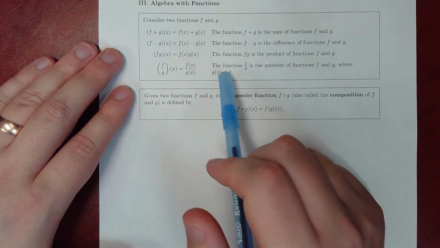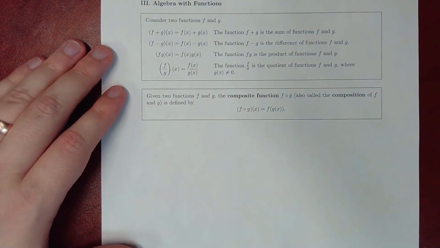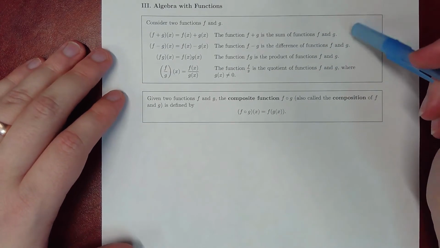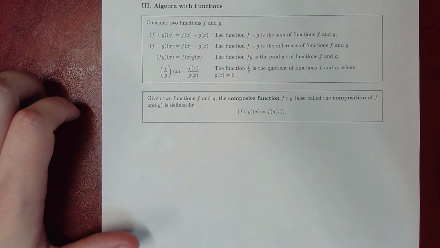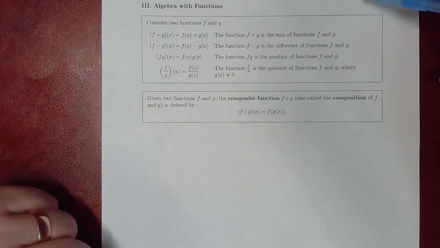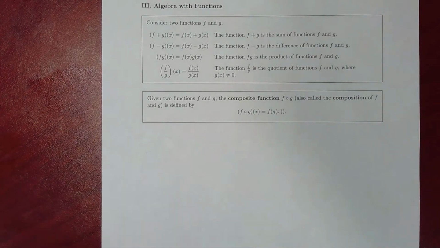Now here, importantly, we cannot divide by 0, so that is something that we'll have to keep in mind with the domain. In all other cases, though, we have the combined domains of f and g. So in other words, we need to be able to put something into both of them to be able to get an output.